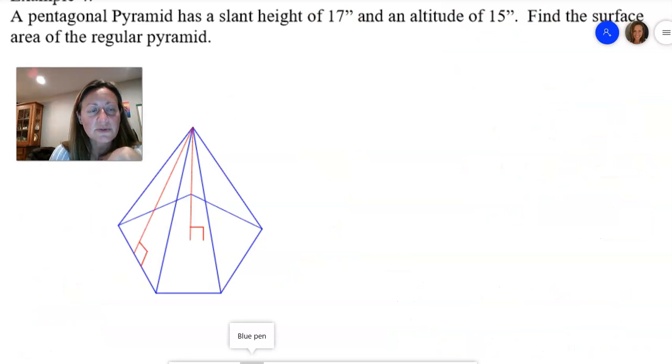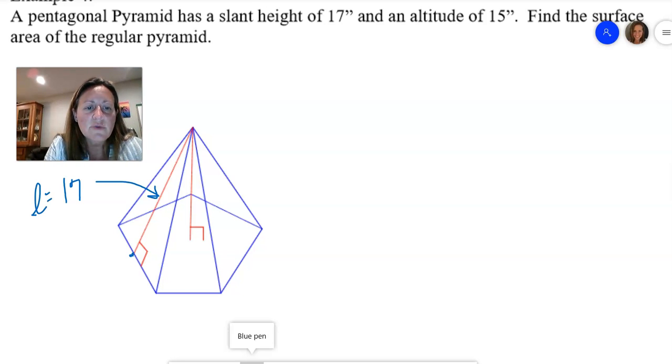Okay, let's dive into example 4. A pentagonal pyramid has a slant height of 17 inches. That would be this height that goes from the center of one of the base edges up the side of the pyramid to the vertex at the top. That's what the slant height is defined as. Okay, they give us the altitude is 15, so that would be this red value in there. That would be the height of the pyramid.